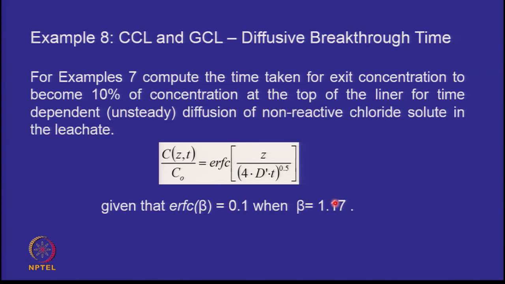So now I know 1.1, I know Z, all I have to do is find out the time t. Okay. So please put Z over 4 D dash t to the power 0.5 equal to 1.7 and please compute the t for me in days, months or years.